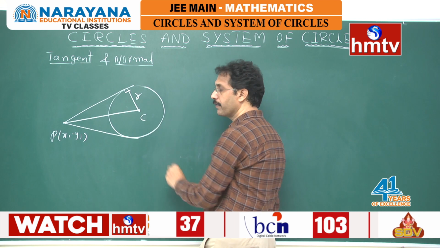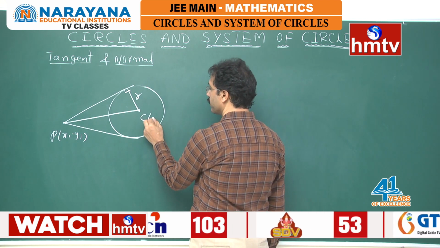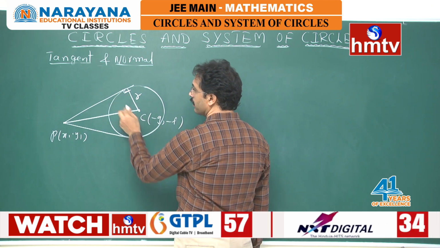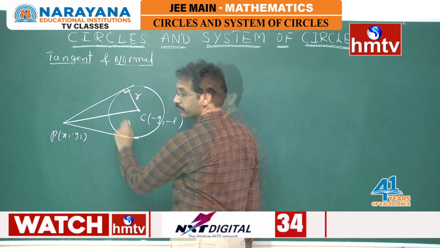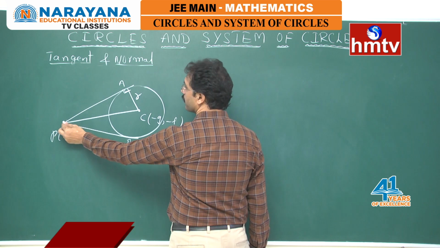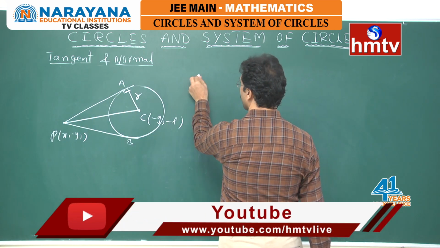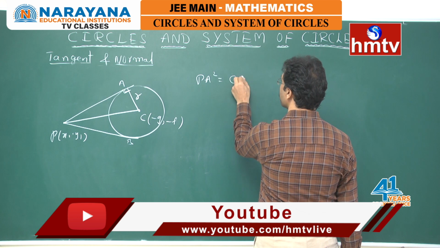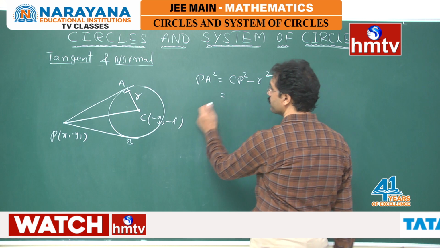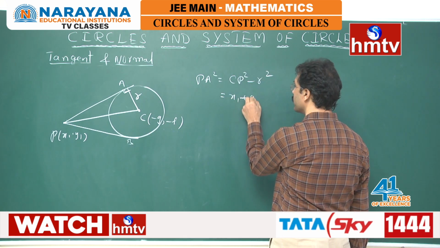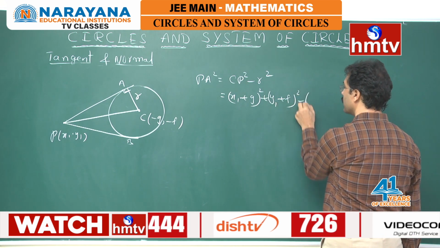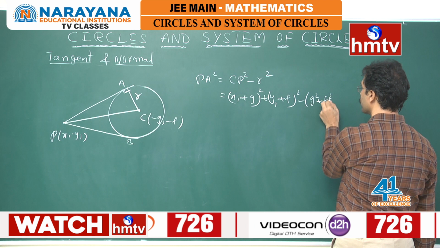Now the circle is given, so the center we know. Here suppose the center is minus g comma minus f. Then from this right angle triangle, this length can be obtained by the Pythagoras theorem. Suppose it is A, it is some B. Then PS square can be written as CP square minus R square by the Pythagoras theorem. CP square means the distance between C and P, that is (x1 plus g) whole square plus (y1 plus f) whole square, minus R square, which is g square plus f square minus c.